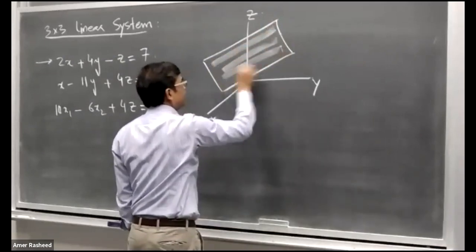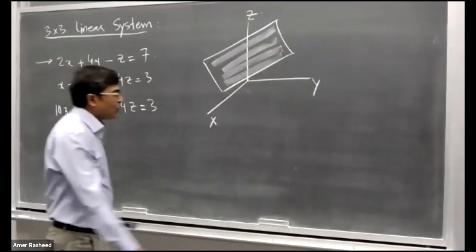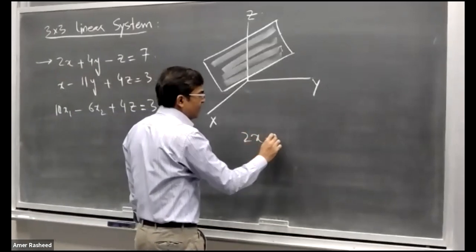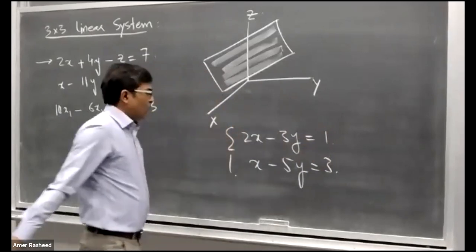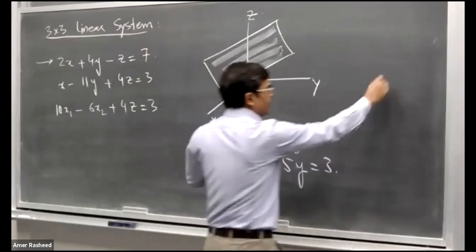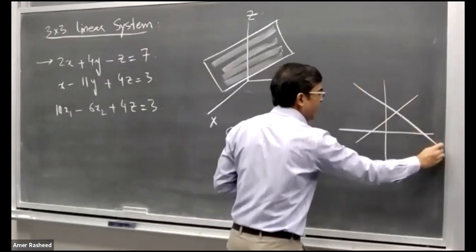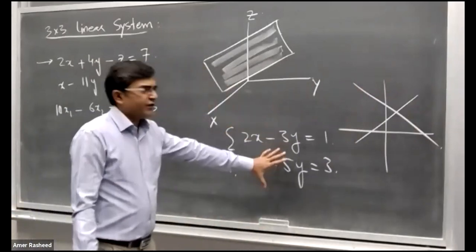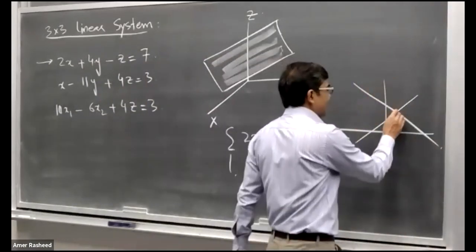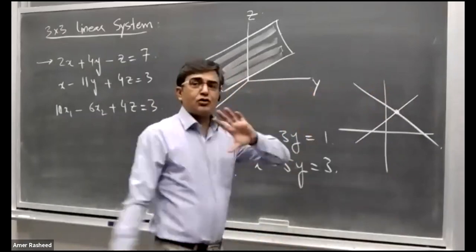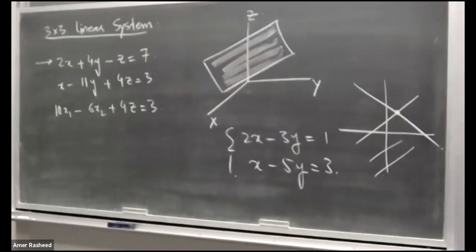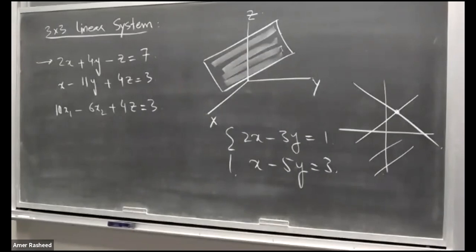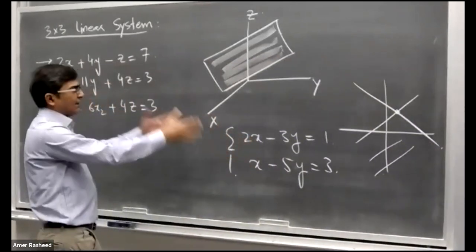Now, whenever we have 2 equations in 2 unknowns, for example, 2x minus 3y is equal to 1 and x minus 5y is equal to 3, what we are discussing in a 2 by 2 system is 2 straight lines. If these 2 straight lines have a unique solution, they are intersecting at a single point. In 2D, x and y, if they are not intersecting, if they are parallel, then this system doesn't have any solution. And if one line is on top of the second line, then there are infinitely many solutions. This is what we had discussed in the previous lecture.